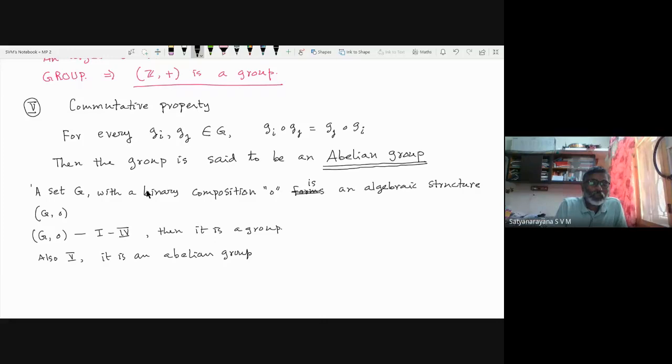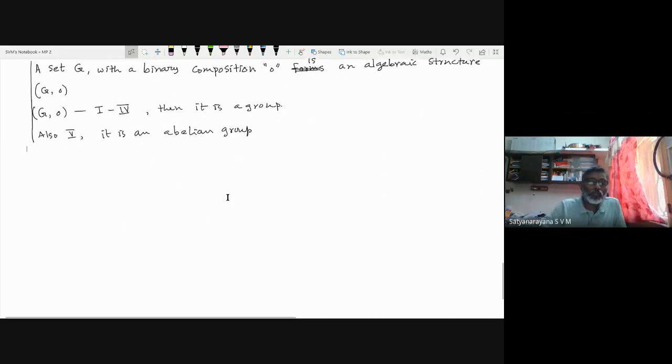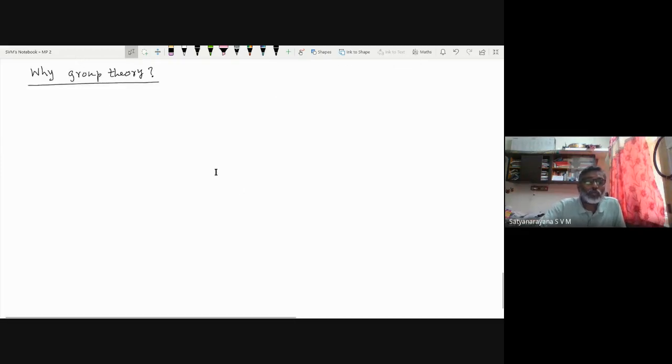So this is the summary of what we have discussed so far. Now, why should we worry about this? Okay, so let's ask this question. Why group here? Now, we talk about symmetry. Okay, so what is the meaning of symmetry?